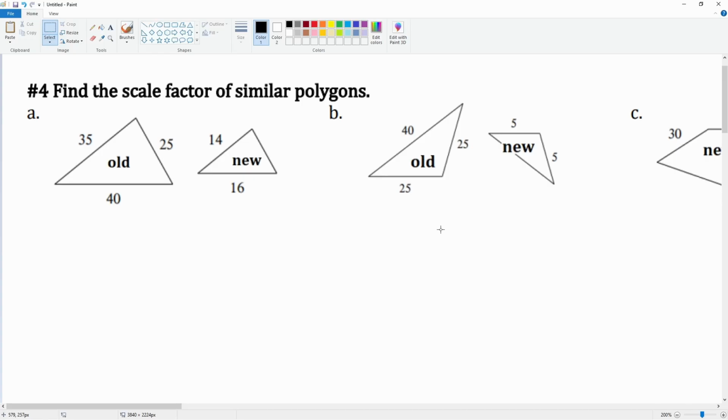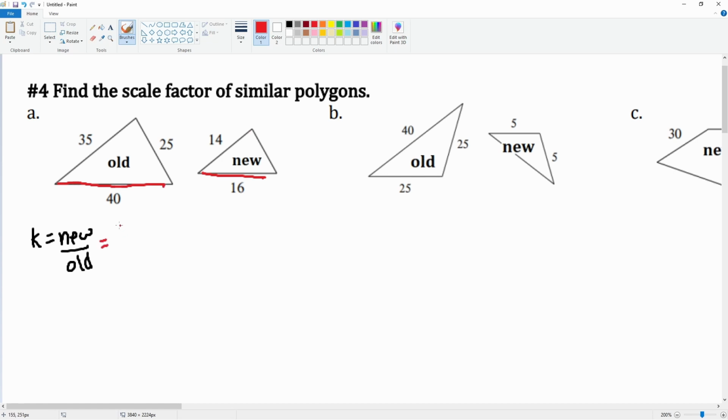Here we have number 4. We're asked to find the scale factor of these similar polygons. The scale factor value of k is defined as the new value divided by the old value. So let's just take a look at some values here. Okay, I'm going to compare the bottom numbers here. These are corresponding lengths here.